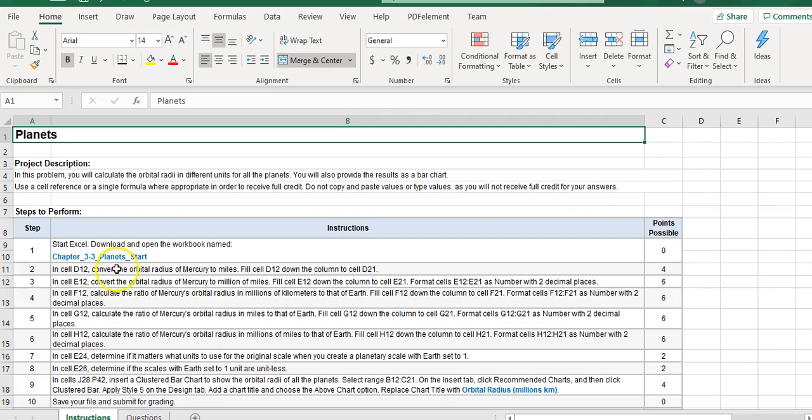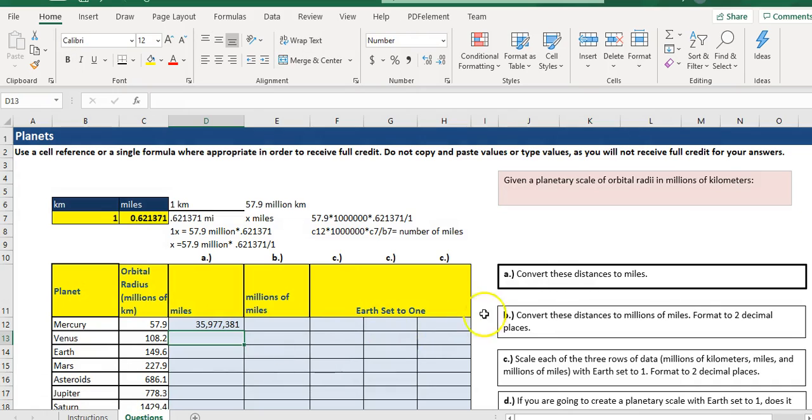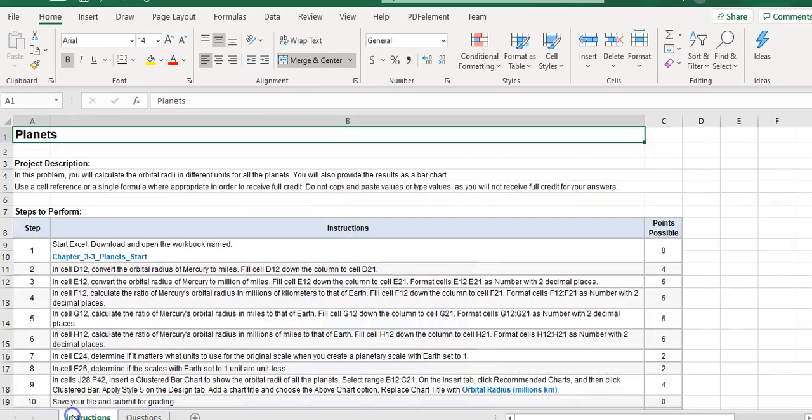Okay, if we go back and look at our instructions, they say to convert the orbital radius to miles, and to fill it down, and it doesn't tell us to format it in any particular way, so we can leave it formatted the way it is. So you need to fill that information down, so go ahead and fill those values down.